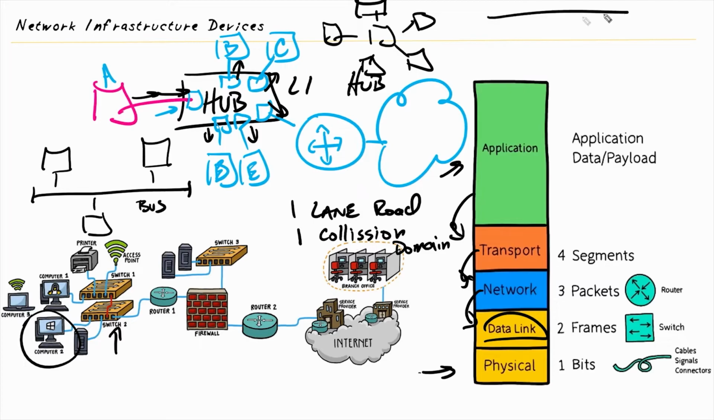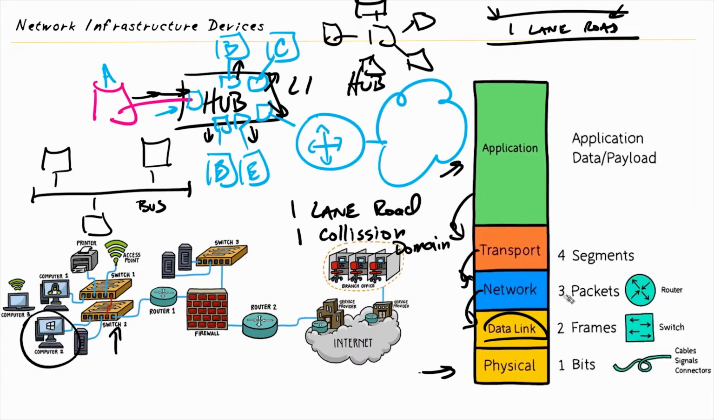So let's imagine a road up here, a one-lane road. Think of a collision domain like a one-lane road where you can only have one car at a time on the road. And that's how it works with a hub and a bus topology: we can only have one device sending signals at any given time. And if two devices try to send signals at the same time, they're going to collide. So that's an example of having a single collision domain.